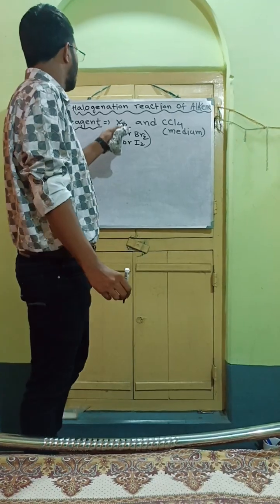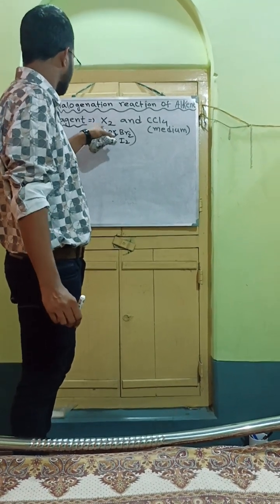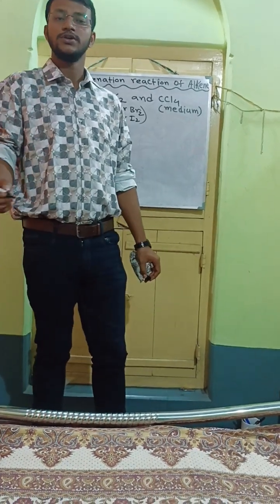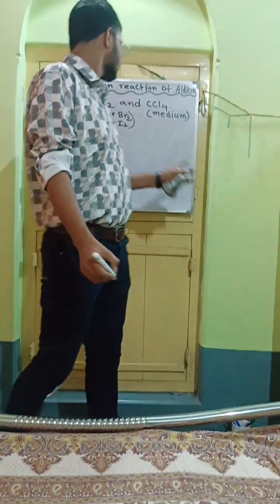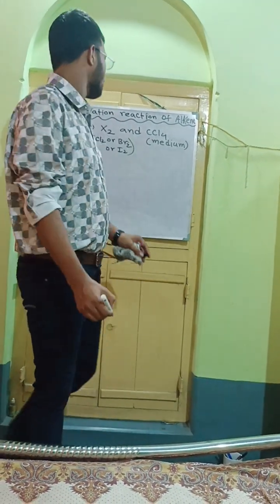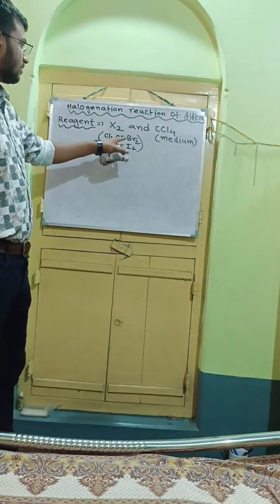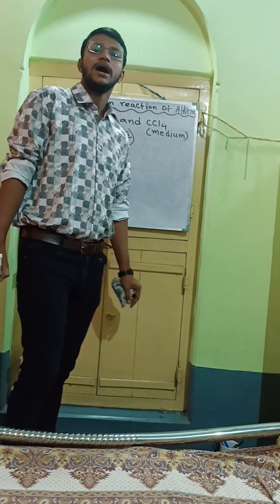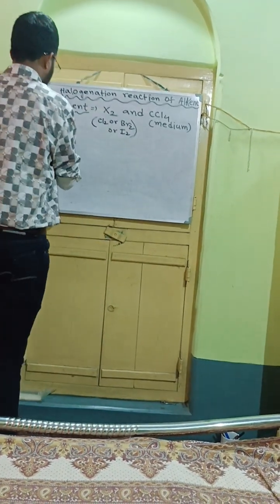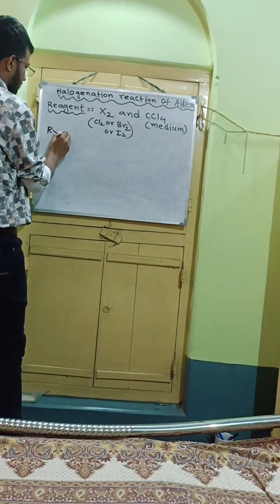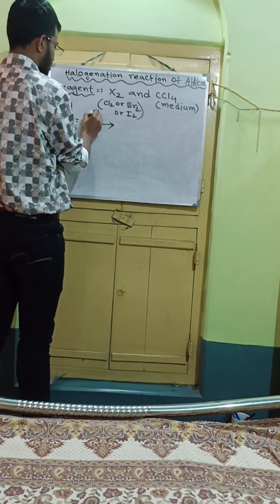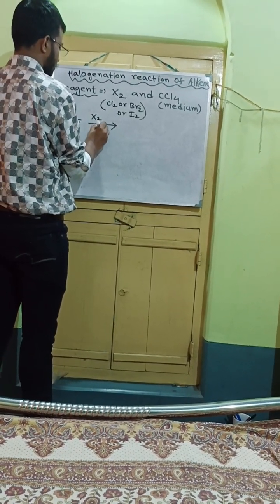If we want to make the reaction with chlorine, then this reaction will be chlorination, and if we make the reaction with bromine, then the reaction should be bromination, and if we make the reaction with iodine, then the reaction should be iodination reaction. Okay. Now at first we can look into the reaction scheme, that is X2 and CCl4.